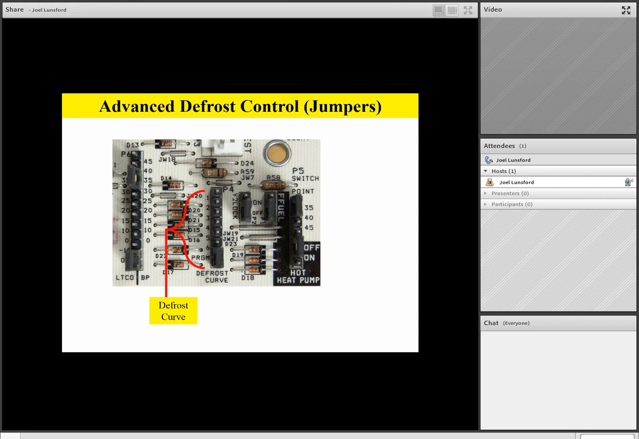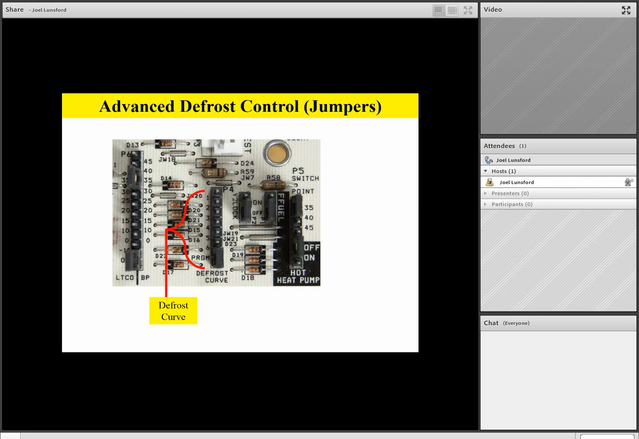And please look at your install information that comes with a replacement board for the proper selection on the defrost curve. The important thing we need to coach our contractors on, team, is this: leave it alone. If it's a factory board and it's on PRGM, that's the factory program, leave it alone.